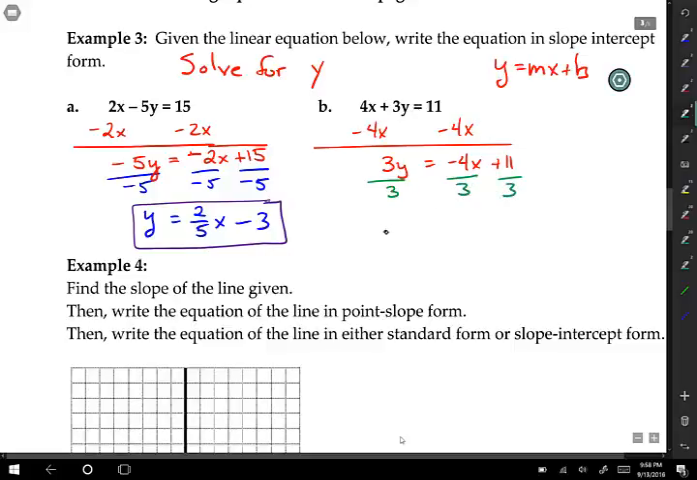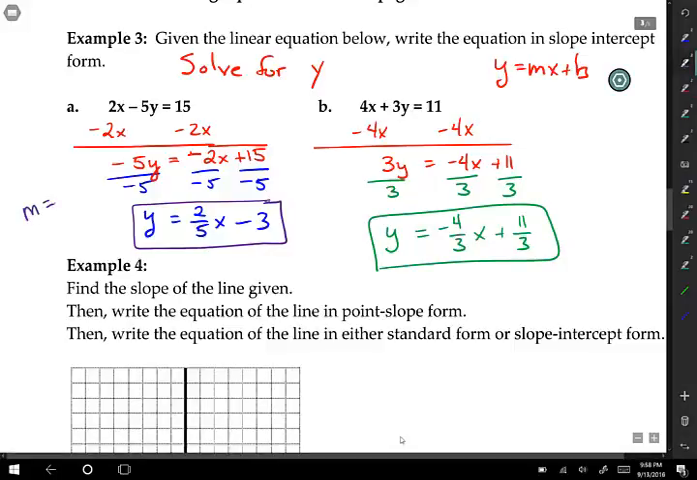This gives me an equation of y equals negative 4/3 x plus 11/3. So, as we summarize and look back at these, on this one, the slope is 2/5. The value of b is negative 3. Over here, the slope is negative 4/3, and the b value is positive 11/3. If you were graphing that, that would be somewhere between 3 and 4, closer to 4.